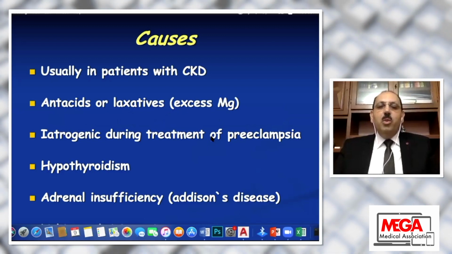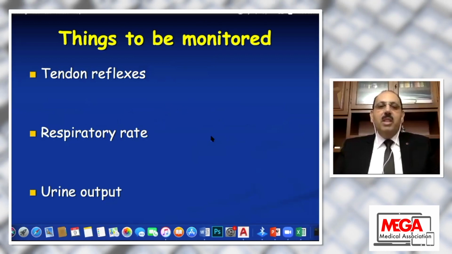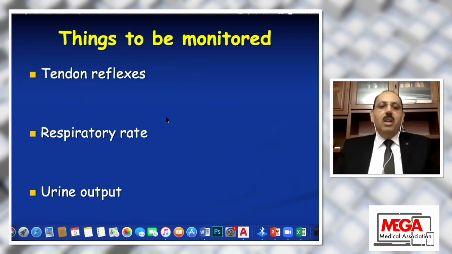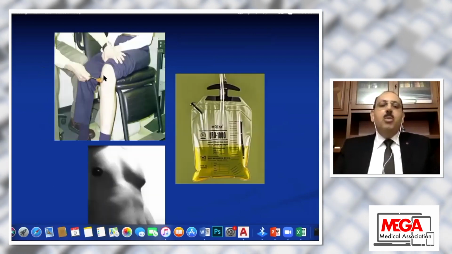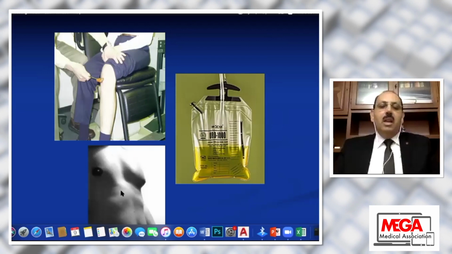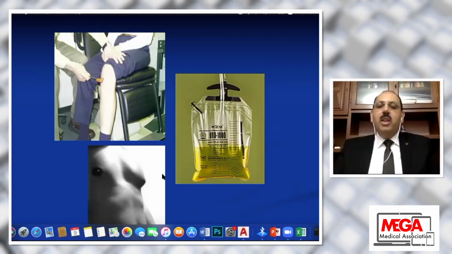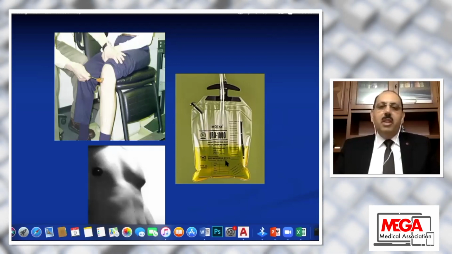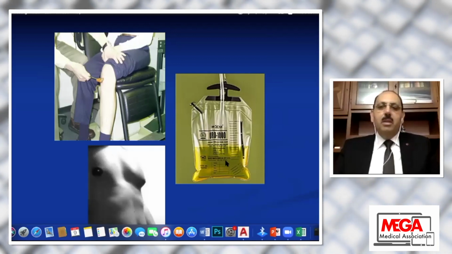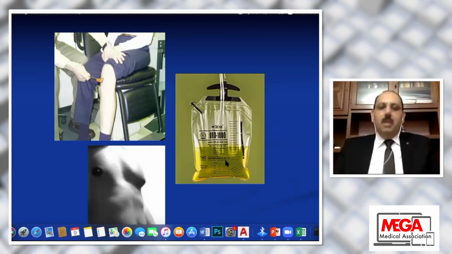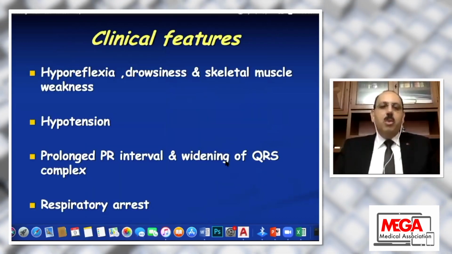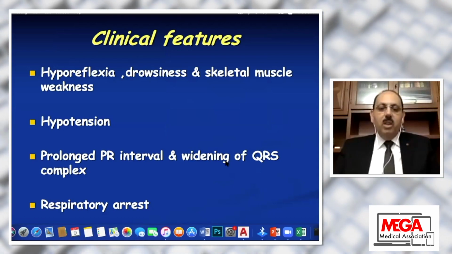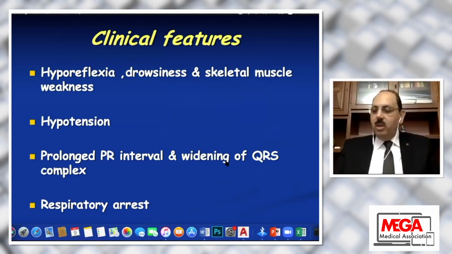The things to be monitored in hypermagnesemia are the tendon reflexes, respiratory rate, and urine output. Here there will be hyporeflexia, hypoventilation, decreased respiratory rate, and a decrease in urine output below 50 ml per hour. The clinical features are hyporeflexia, drowsiness, skeletal muscle weakness, hypotension, prolonged PR, widening of QRS, or respiratory arrest.